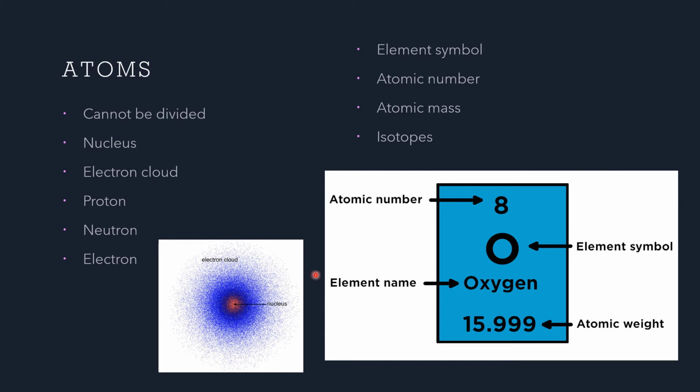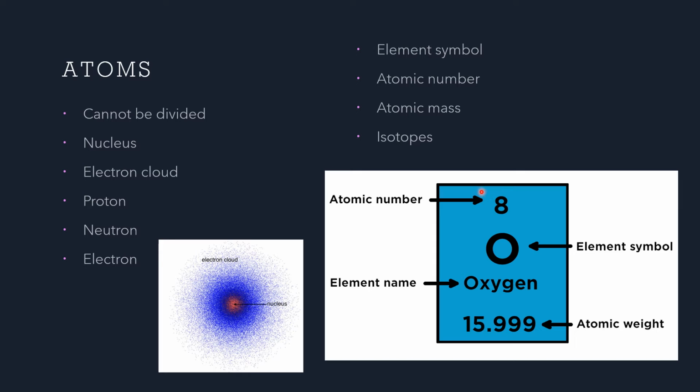When we look at that box again for an element on the periodic table, let's go back to what all this stuff means. So when we're looking at this box, we've got that symbol, the letter symbol, which is the element symbol. In this case, it's O for oxygen. The element name, written out, oxygen. The atomic number, which is up here, it's the number 8 for oxygen.